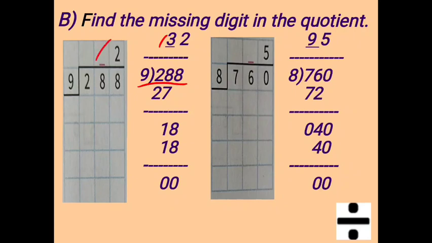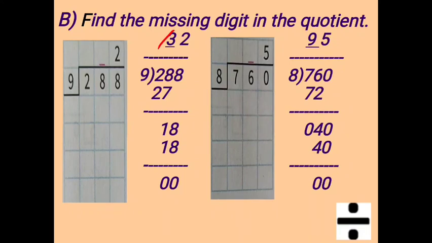Can you see here? Yes. So you have to just go in the 9 table and see which is near to 28. So 9 3s are, sorry, it is 27. So the first number will be 3. So 9 3s are 27.